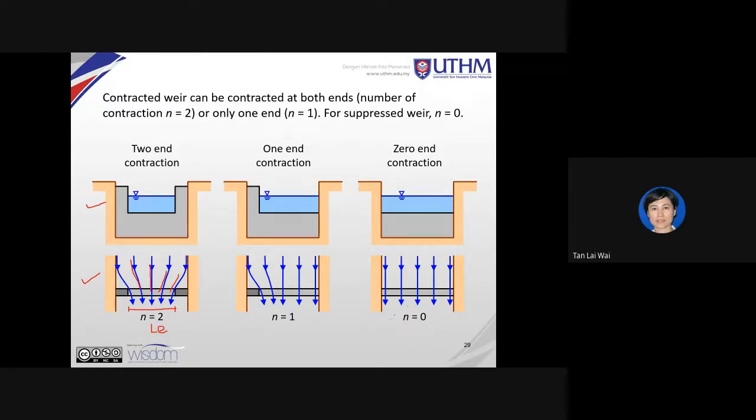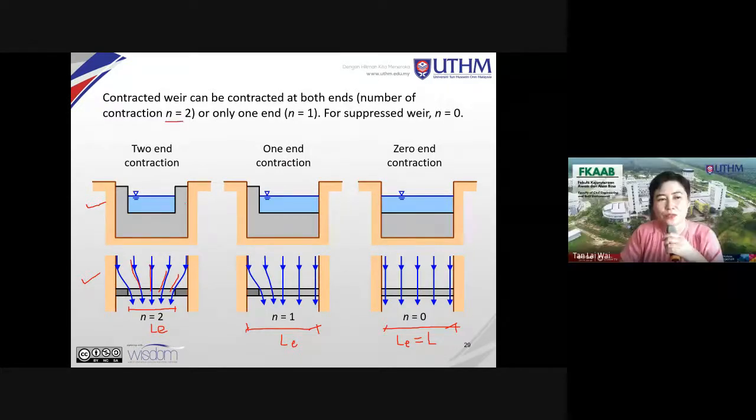For a suppressed weir, LE is equal to L. For contracted, you need to find LE. This is when it's contracted at one side, regardless of left or right, but it's one side, so you have n equals 1 here. This is contracted at both sides, so you have n equals 2.